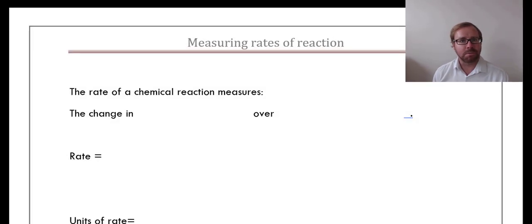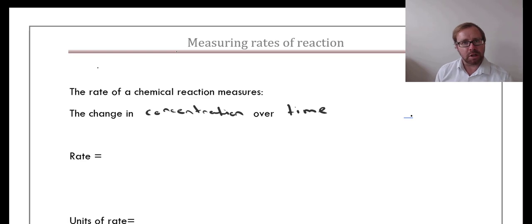Okay, so I'd like you to open up your booklets and we will start. So, measuring the rate of reaction. The rate of reaction of a chemical reaction measures, in general, the change in concentration over time. Now there are lots of different ways we can measure the rate of reaction, but one of the most accurate is measuring the change in concentration of a reactant.